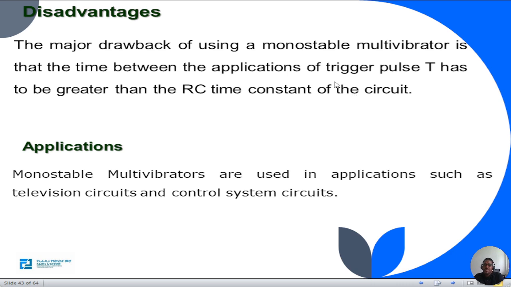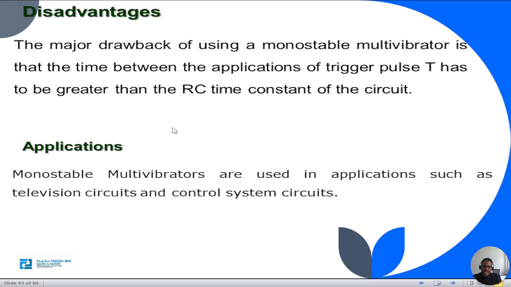So at what time you trigger that circuit? That is a drawback of the monostable type. Where do they apply monostable multivibrators? The monostable multivibrators are used in applications such as television circuits and control system circuits.